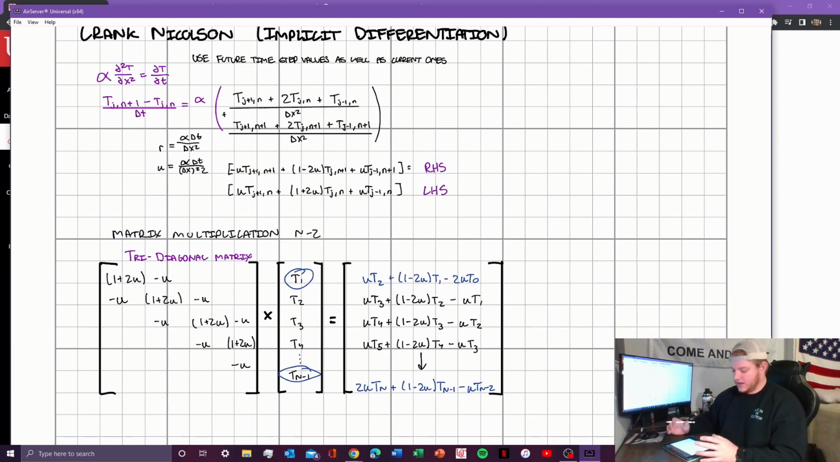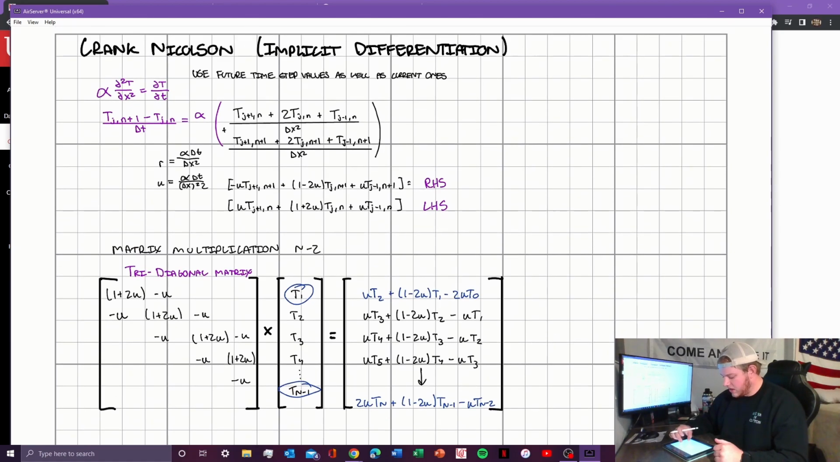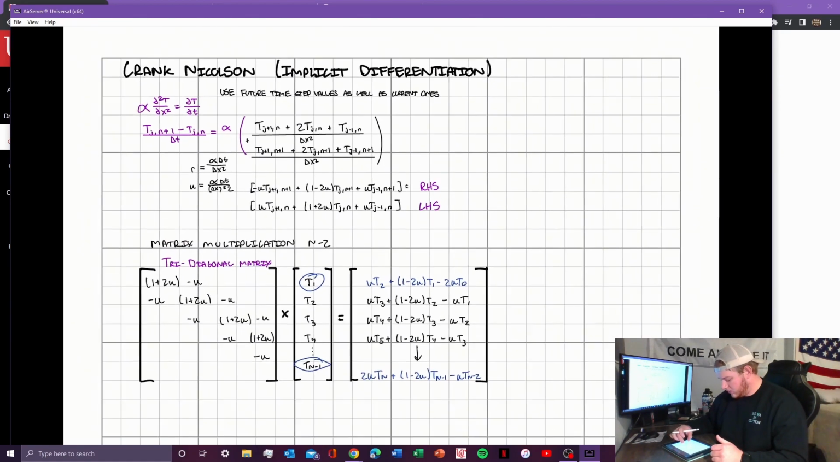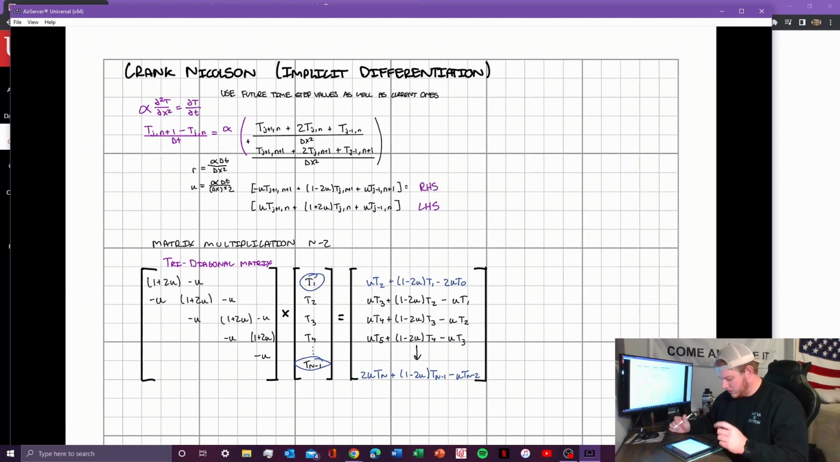But that, so far, is the Crank-Nicolson implicit differentiation method, and this will allow us to use any time step and obtain a stable graph. Like before using explicit differentiation, if we use anything other than 1/2, it would be unstable. But this method will allow us to use any time step and still have a stable graph. I will catch you in the next part when we use Python.